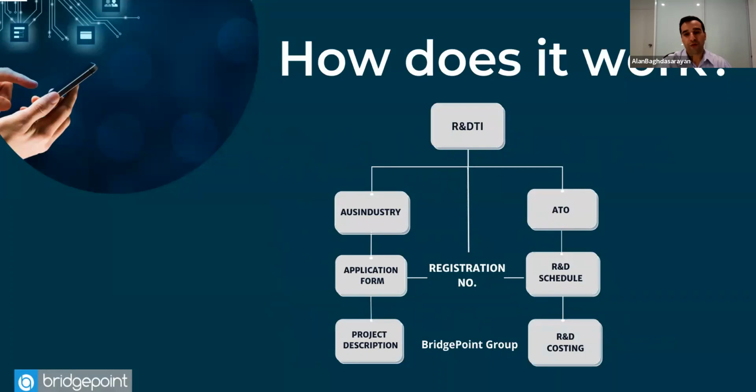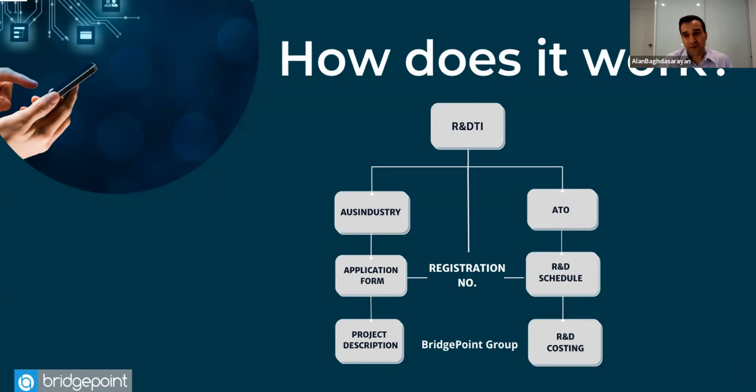So let me just go through quickly the R&D tax incentive and how it actually works, just to give you a bit of an idea. If you look down, there are two government bodies that administer it. The first is Oz Industry, and the other is the Australian Taxation Office, the ATO. The way it works is within 10 months of financial year end, so for a 30 June year end, you have until 30 April to lodge an application form.